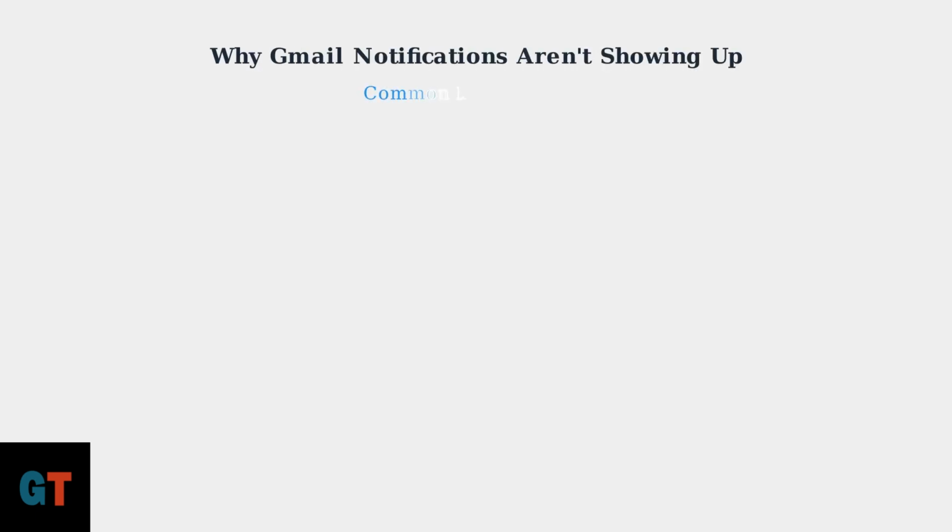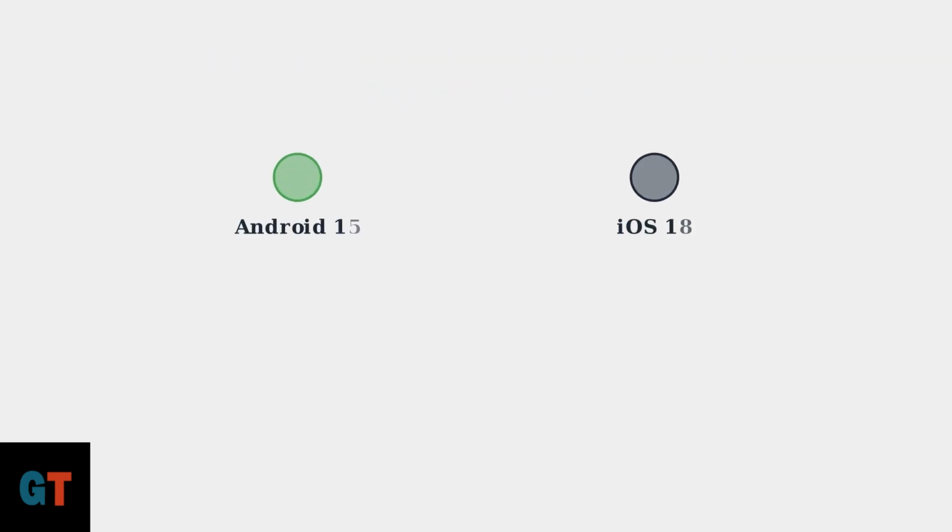Gmail notification problems have become increasingly common in 2025, especially after major operating system updates. Understanding why these issues occur is the first step to fixing them. The primary culprit behind Gmail notification failures is recent operating system updates.